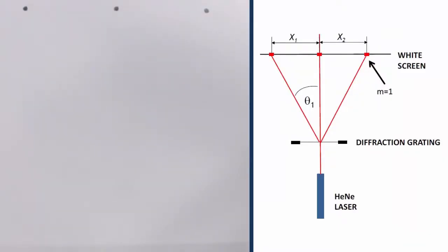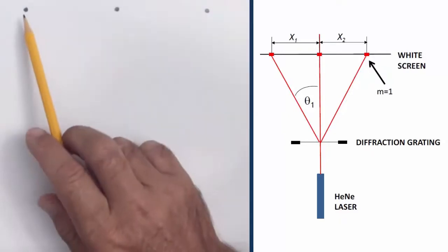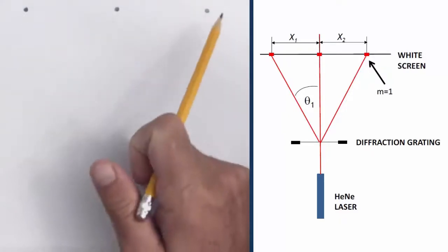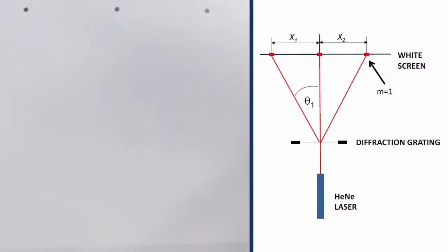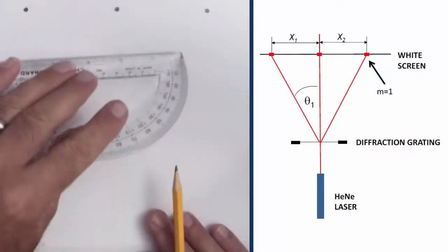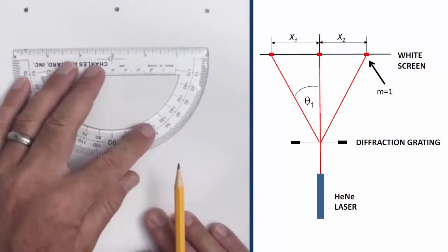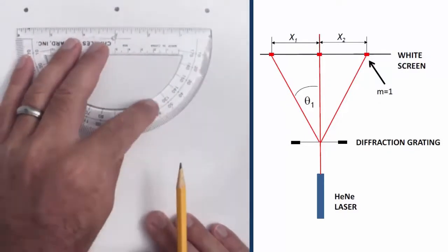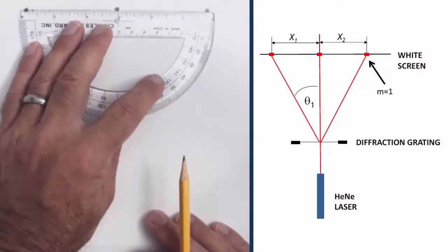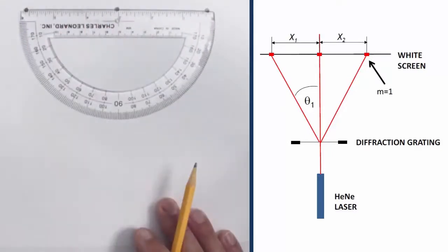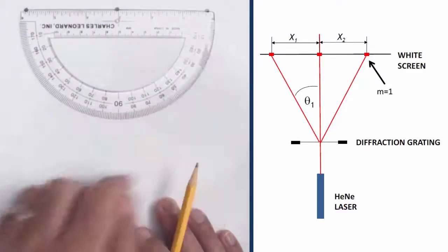Okay, so here's our sketch. As you can see here, we have three marked dots that correspond to the three red dots produced by the laser on our screen. As a first step, we are going to create a line through the centers of these three marked dots. Then we are going to measure the distance between the left dot and the center dot, and then between the center dot and the right dot.